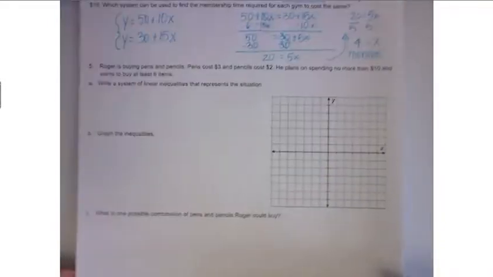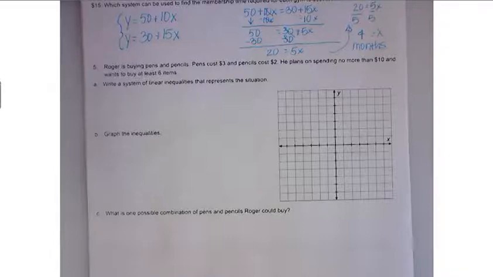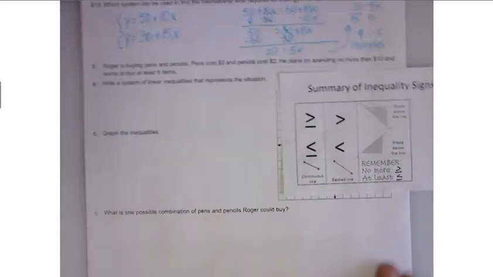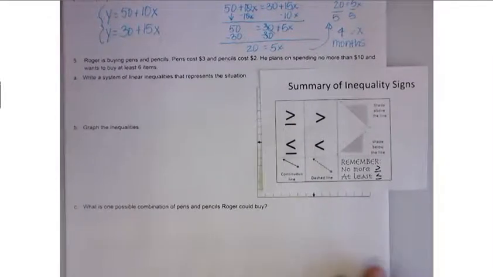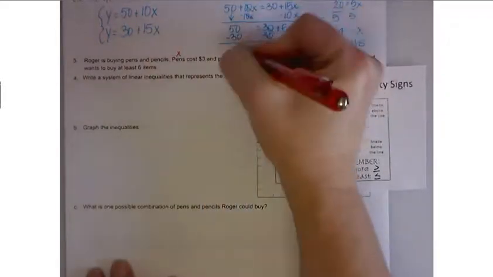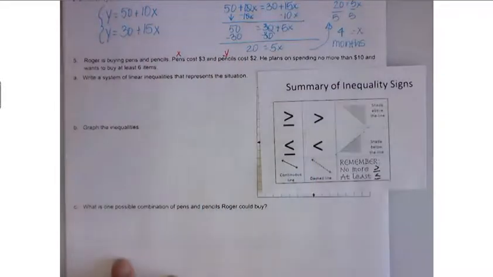Okay. 5. Roger is buying pens and pencils. Pens cost $3. Pencils cost $2. He plans on spending no more than $10 and wants to buy at least 6 items. Yuck, lots of words. So the first thing we're going to do is we're going to bring out my fun sheet that you will all have access to on your test tomorrow too. Okay, because we are writing an inequality. We're going to have pens be our x. We're going to have pencils be our y. Okay? So, we're going to write a system.